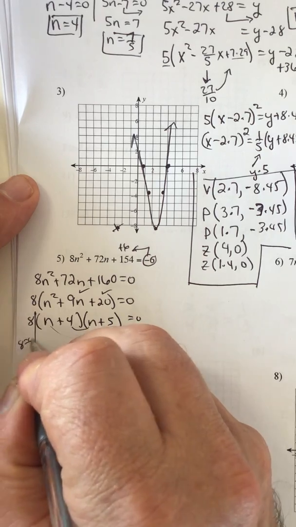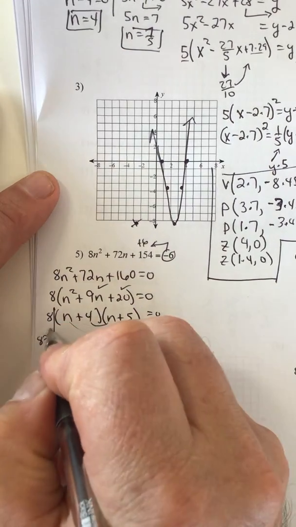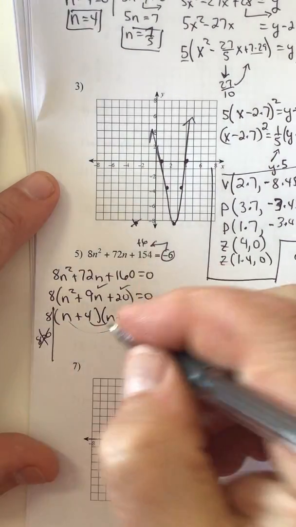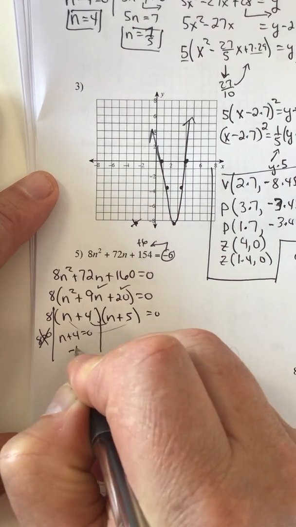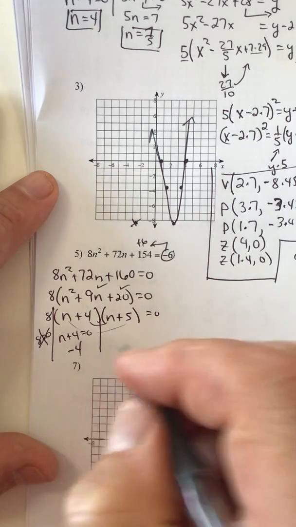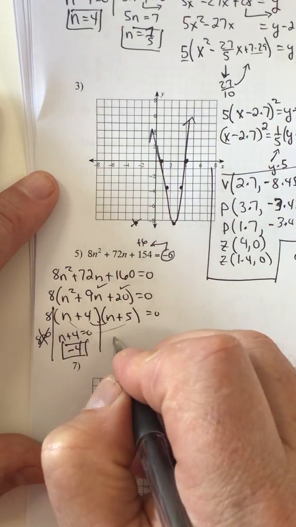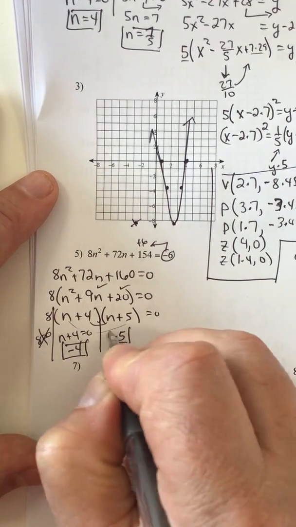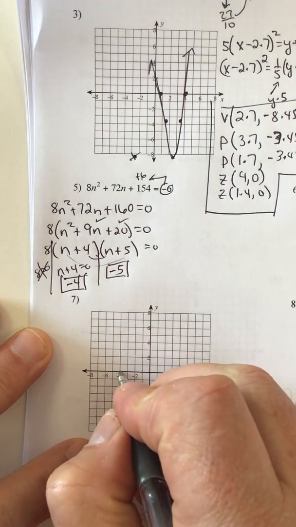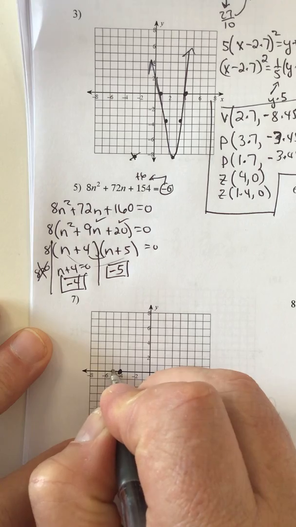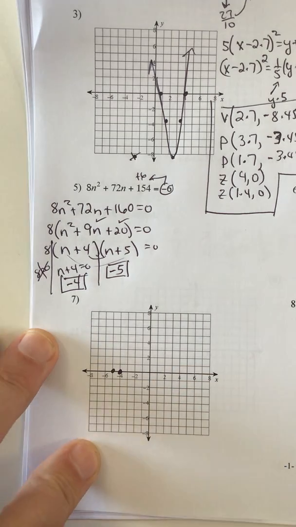Technically, this is one of them, 8 equals 0. Well, that doesn't make any sense, so we throw that out. And then here's the other one, n plus 4 equals 0, so negative 4. And of course, this one will be negative 5. So there's the zeros. That means when I go graph them, I'm going to have a 0 at negative 4, another 0 at negative 5. So those two are really close together.